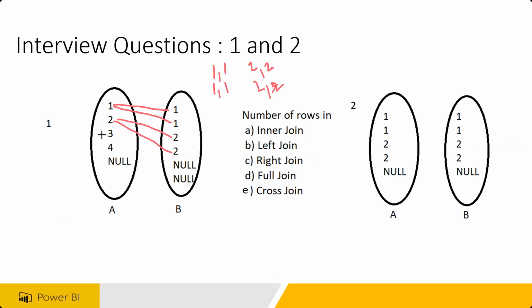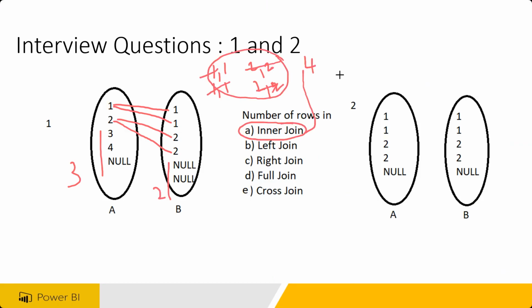So 3, 4, null: these are three unmatched data. And on this side we have null and null, which is 2 unmatched data. So inner join gives you completely matching data. So let me count: 1, 2, 3, 4. So the number of rows is completely 4 rows.